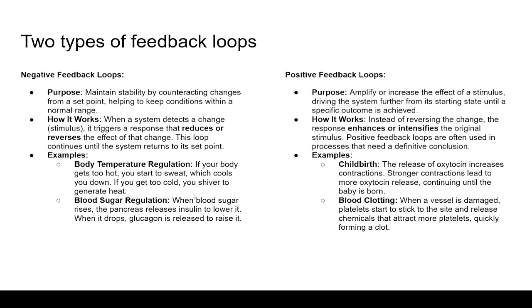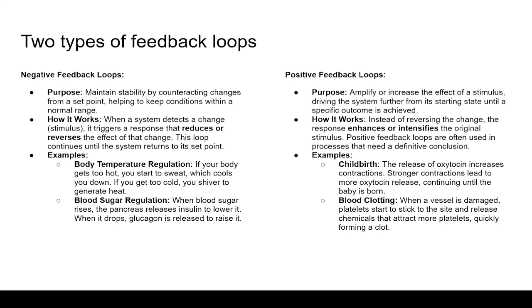The other type is called a positive feedback loop. And once again, you might think that positive means good, that it's a good thing you have this. And it is, but that's not what it means. What positive feedback loops mean is that they're going to intensify or enhance whatever stimulus is going on. So let's take a look at the purpose here. Amplify or increase the effect of a stimulus, driving a system further from its starting state until a specific outcome is achieved. Positive feedback loops are often used in a process that needs a definitive conclusion.